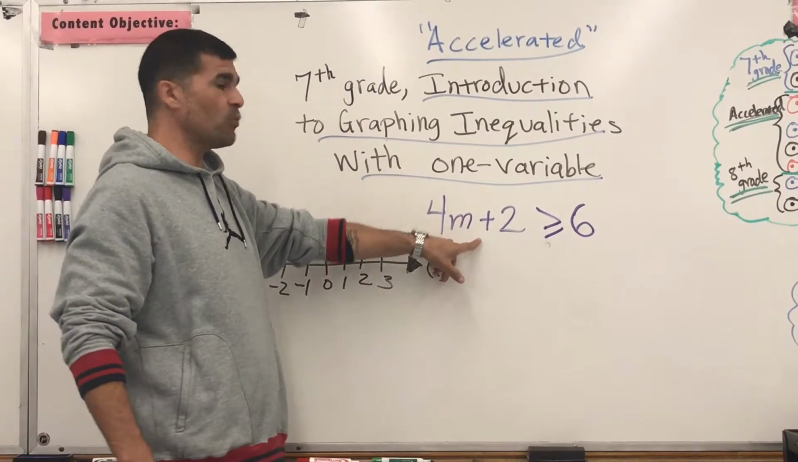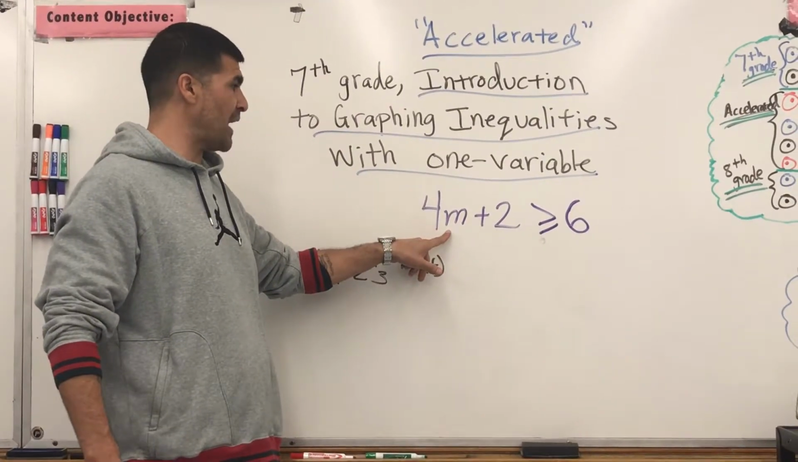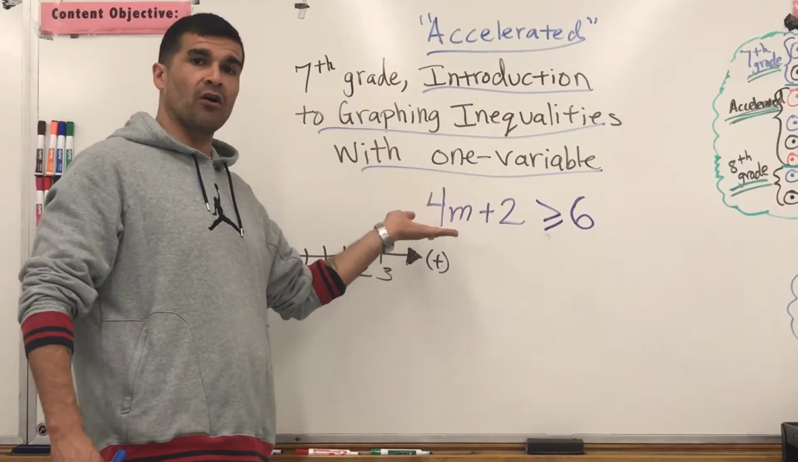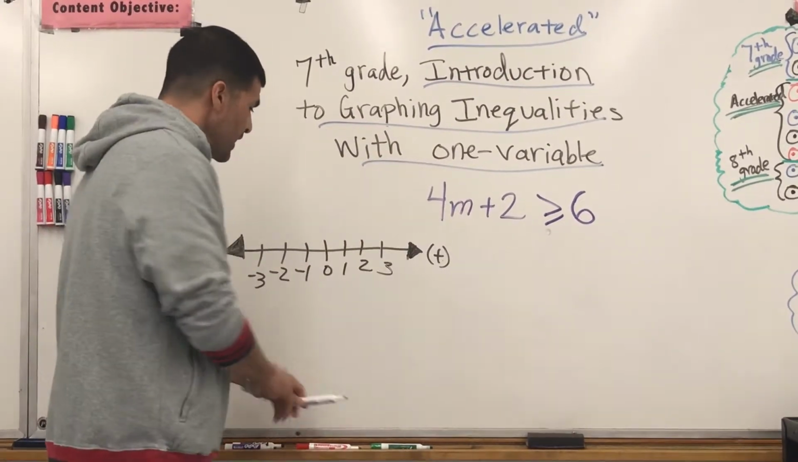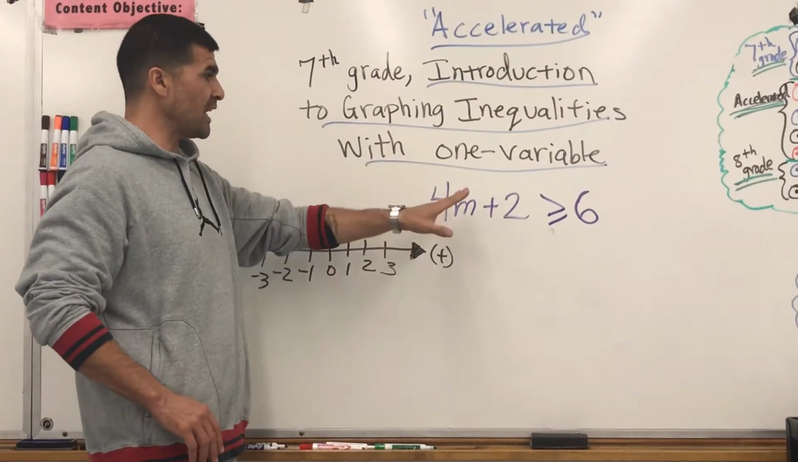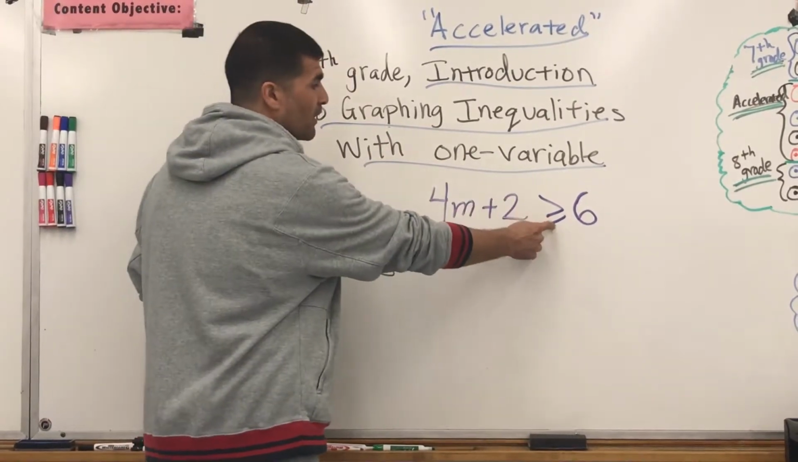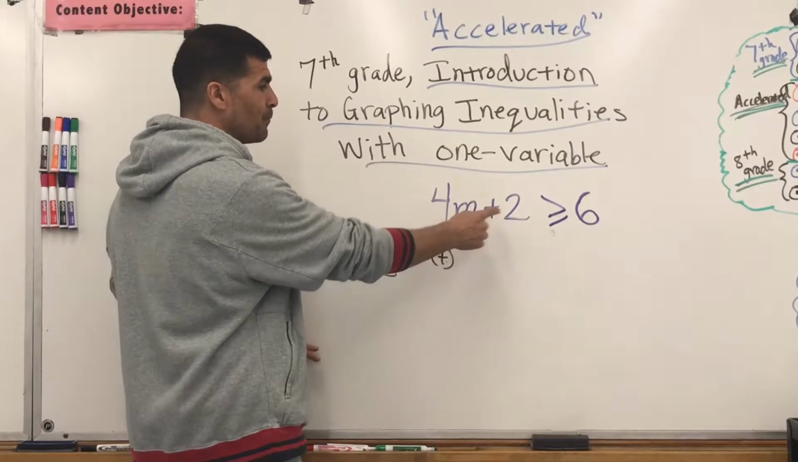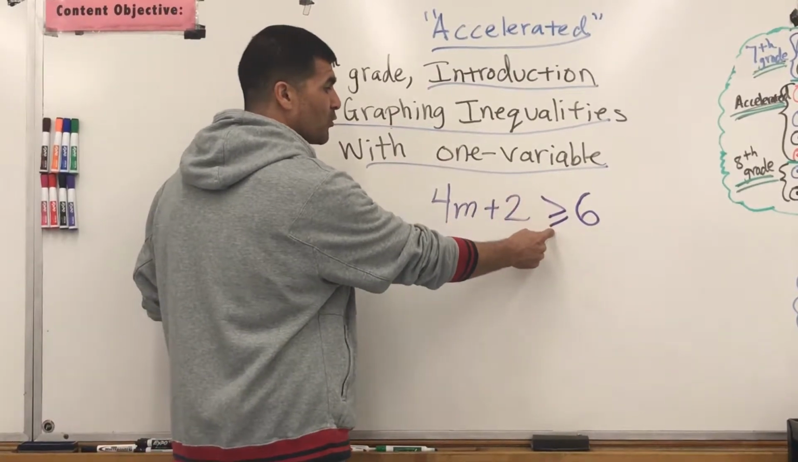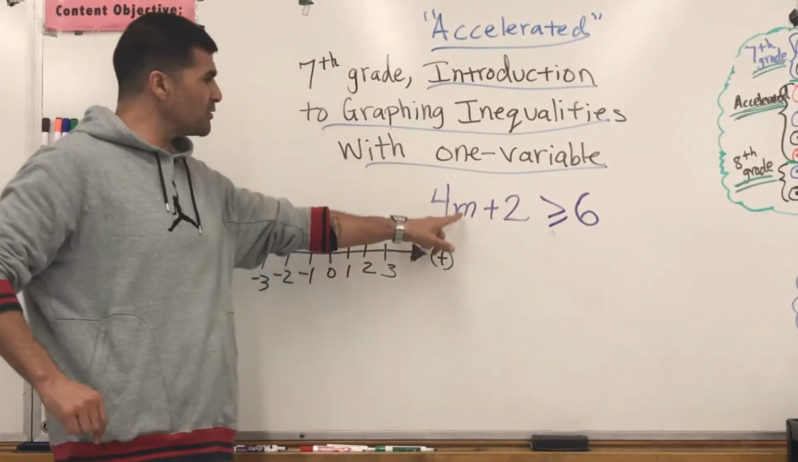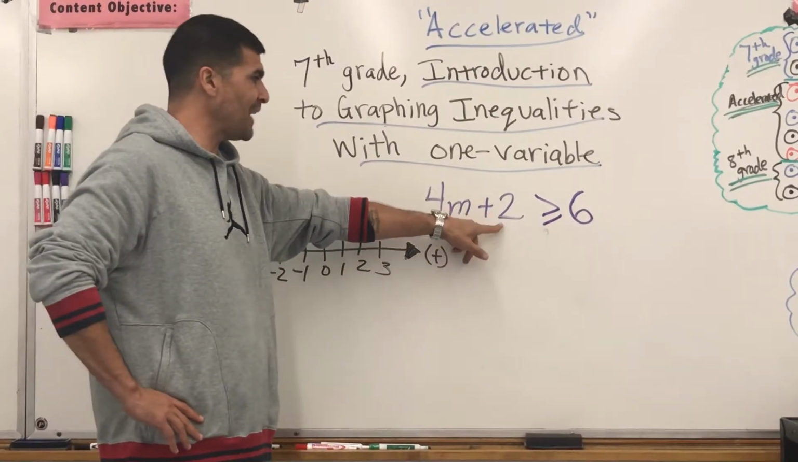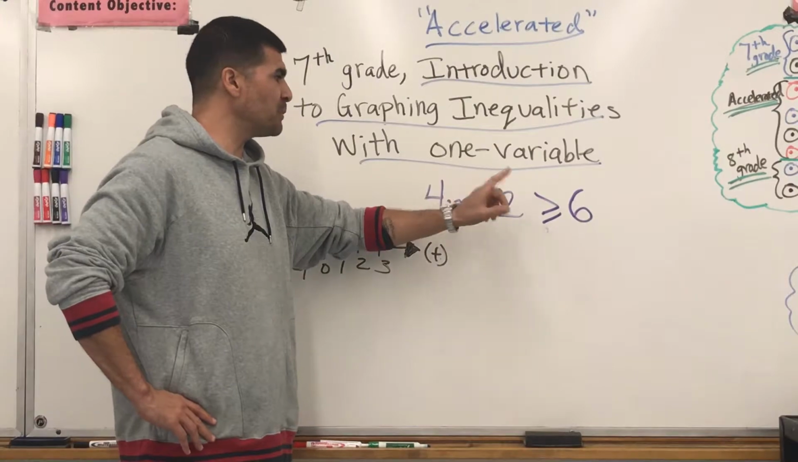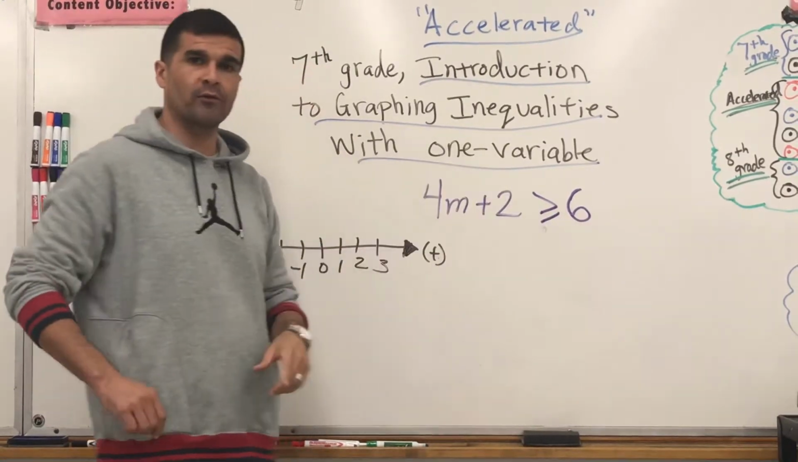This is an inequality with one variable, and that variable is m. It kind of looks like solving an equation when we isolate this variable m. Here's what this equation is now changed into: the inequality that says 4 times m plus 2 is greater than or equal to 6. So there's a number that if I multiply it by 4 and then add 2, I should always get equal to 6 or greater than 6.